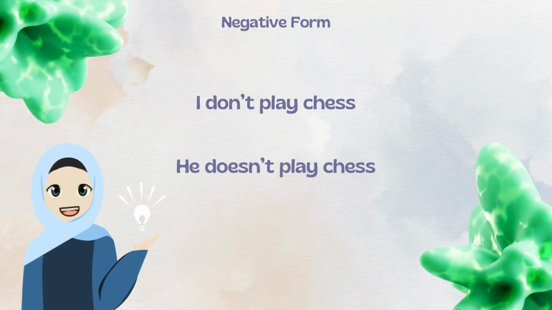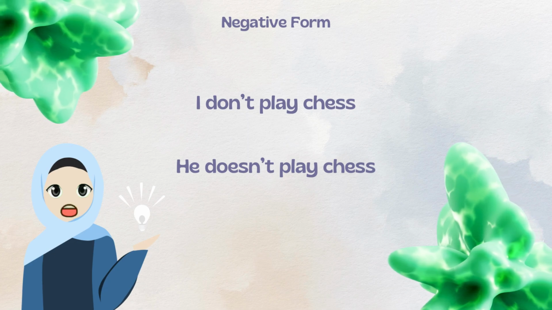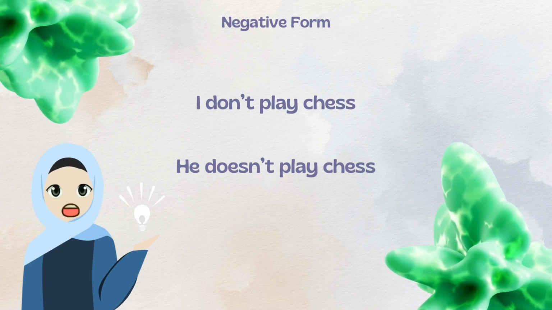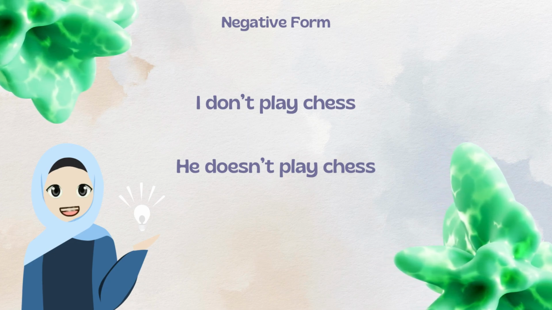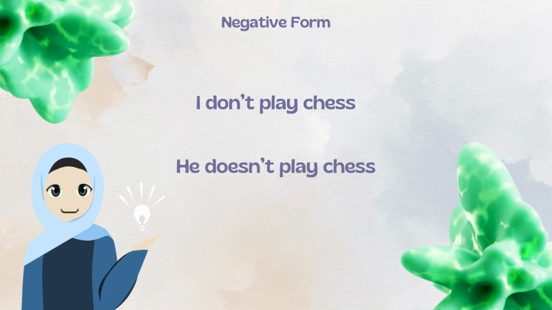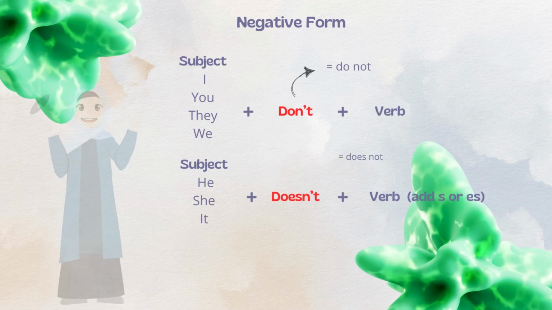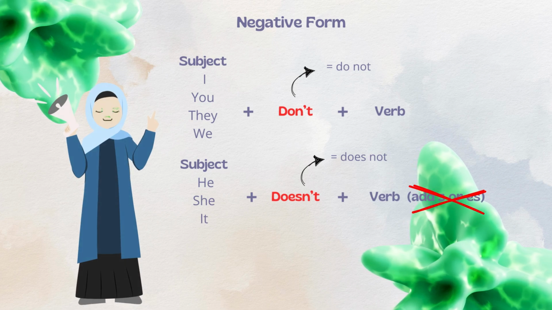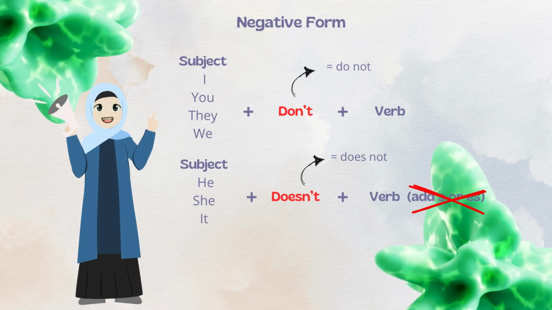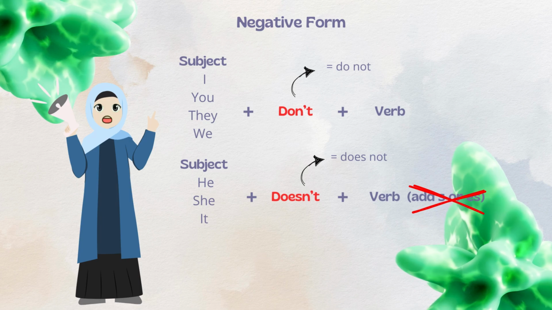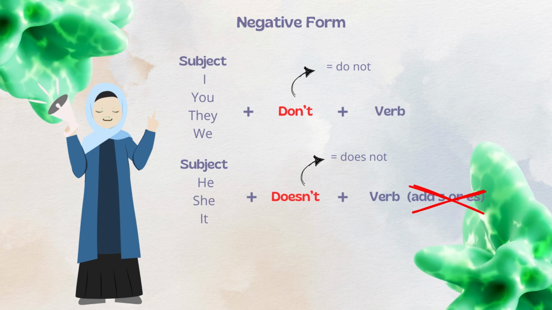Now, let's take a look at the negative form. I don't play chess. He doesn't play chess. Do you see the difference? The first sentence, we use don't in between the subject and verb. Don't is a contraction for do not.